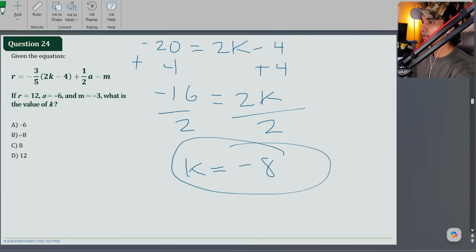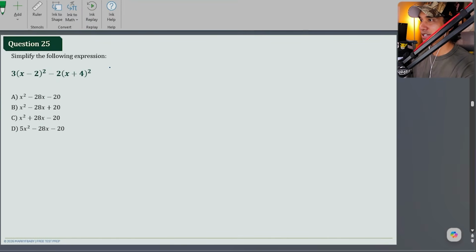All right. And that is answer choice B. There you have it, folks. This was a lot of algebra to take in, but because you are studying with me, you know what to do. All right. Okay. Question 25, except I am going to teach you how to square a binomial.